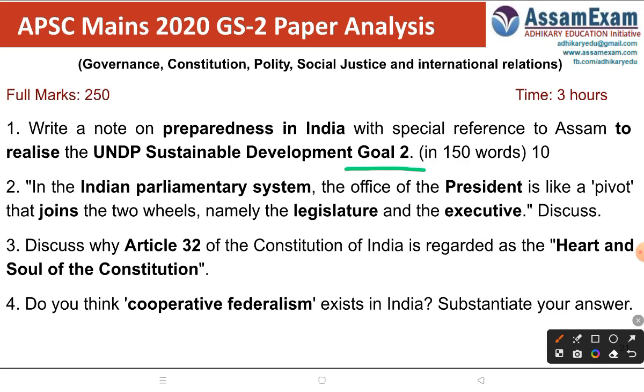Next question. Discuss why Article 32 of the Constitution of India is regarded as the heart and soul of the Constitution. Article 32 gives the writ provision, where the Supreme Court has the power to issue writs whenever an individual feels his right is being encroached and he is not able to enjoy the rights. Then he can approach the Supreme Court. The Supreme Court can issue writs based on Article 32. That's why Article 32 is very important. It protects all the fundamental rights that are given in the Constitution.